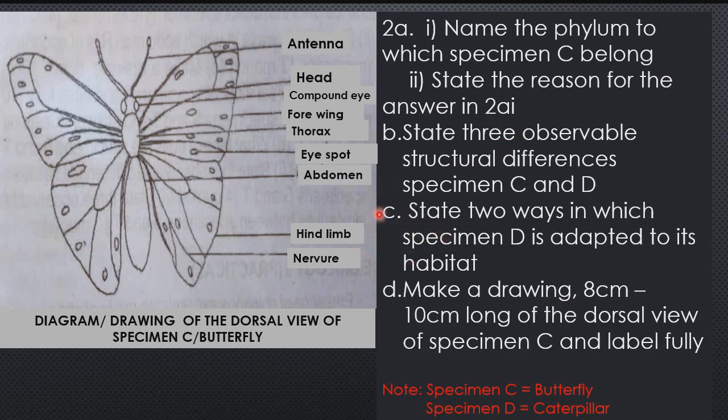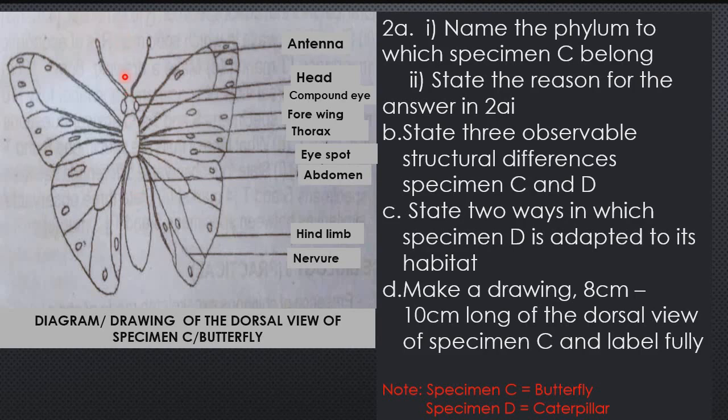One, we are supposed to observe the metameric or segmented bodies. All arthropods have segmented bodies, or metameric segmentation. They have jointed appendages, and apart from jointed appendages, there is always presence of a chitinous exoskeleton. Very, very important: presence of chitinous exoskeleton.